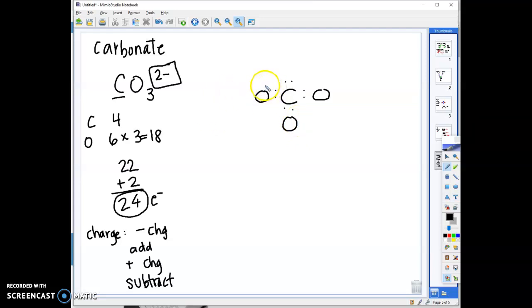So now I'm going to make my oxygens happy. So I'll come around and add 3 more pairs of electrons to each of my oxygens. And now when I look at those, I see everybody's happy. All of my oxygens have 8, my carbon has 8, so everybody's happy.